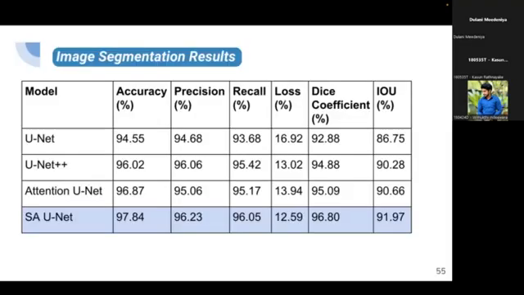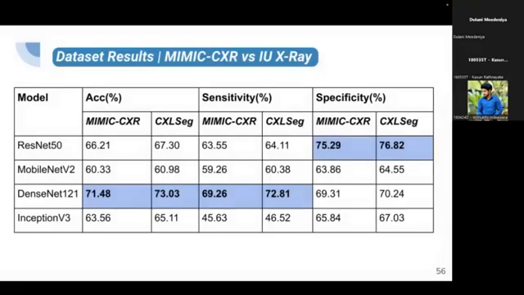And then for the image segmentation part, which we have done for further improvements of the model, we've used several UNet variants, namely the vanilla UNet, UNet++, attention UNet, and the SA UNet. We got better results from the SA UNet, and because of that, we have used it for segmentation of the input images. Moving forward, we have created our own dataset called CXL-SEC using the SA UNet model, which performed better in the earlier stage.